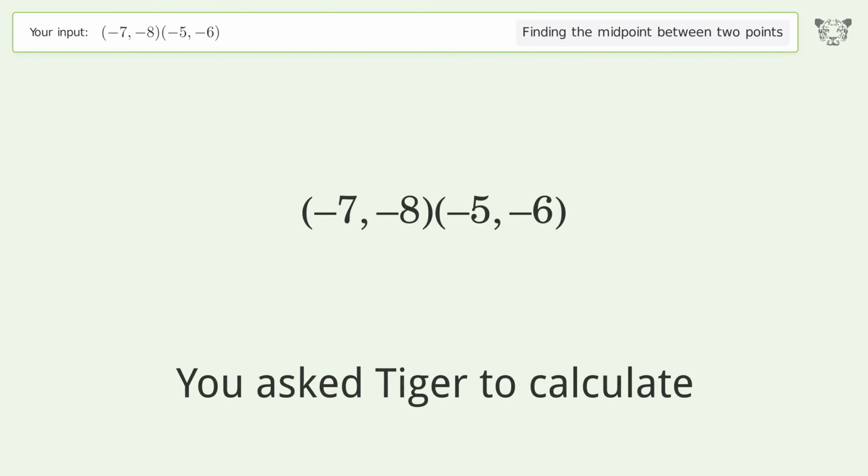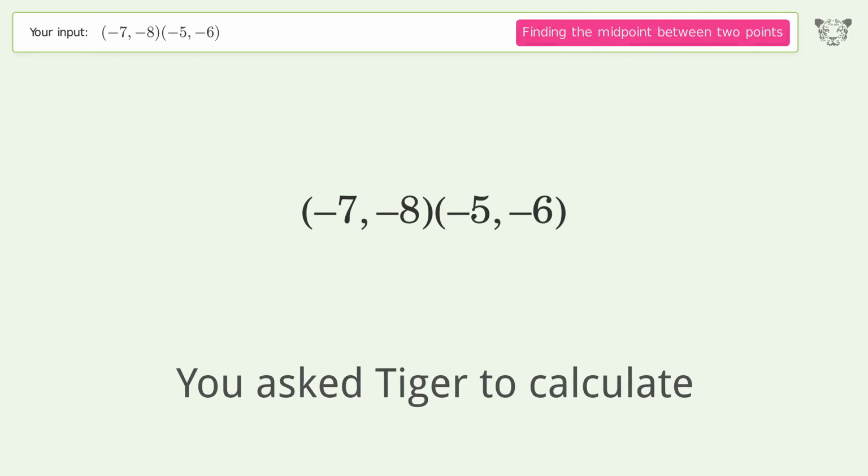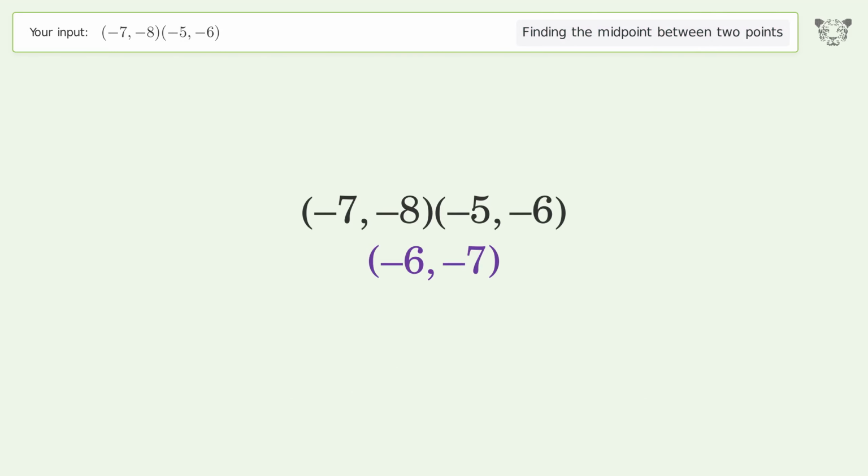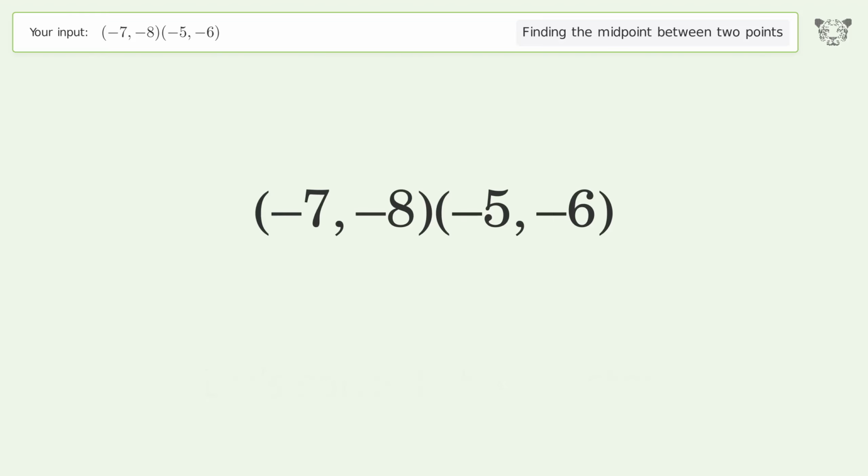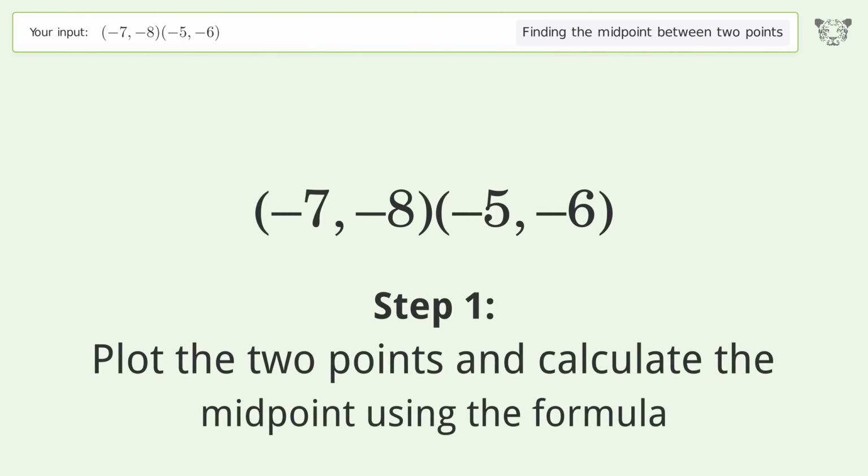You ask Tiger to calculate. This deals with finding the midpoint between 2 points. The midpoint between the 2 points is -6, -7. Let's solve it step by step. Plot the 2 points and calculate the midpoint using the formula.